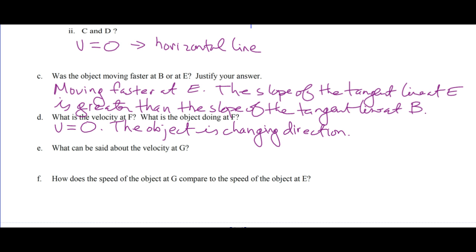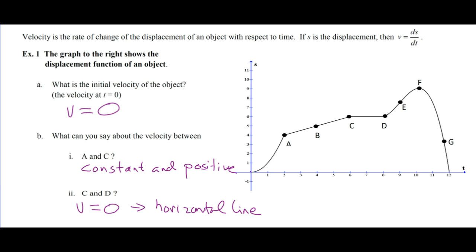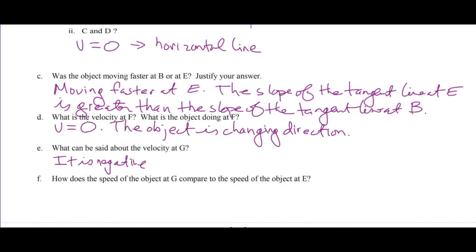What can be said about the velocity at G? It's negative. And what else? It's greater than what? Yeah, it's the fastest speed on there, right? It has the greatest slope, so it's the largest in magnitude. So it's negative and larger in magnitude than any other velocity.